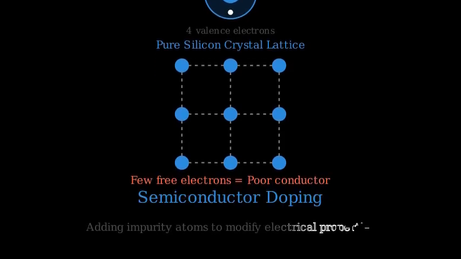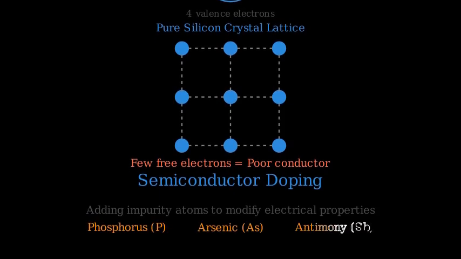Doping is the process of deliberately adding impurities to a semiconductor to change its electrical properties. For N-type semiconductors, we add atoms with 5 valence electrons, such as phosphorus, arsenic, or antimony, to the silicon crystal. Let's see what happens when we add a phosphorus atom to our silicon crystal.